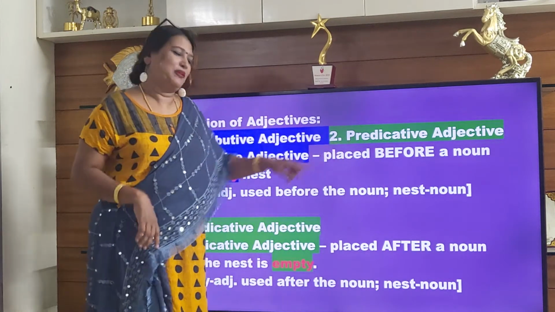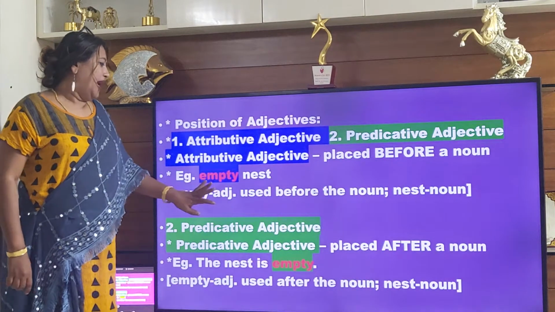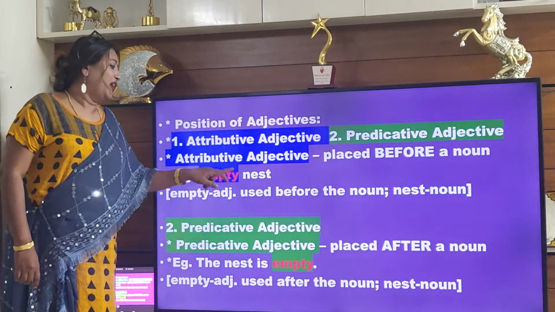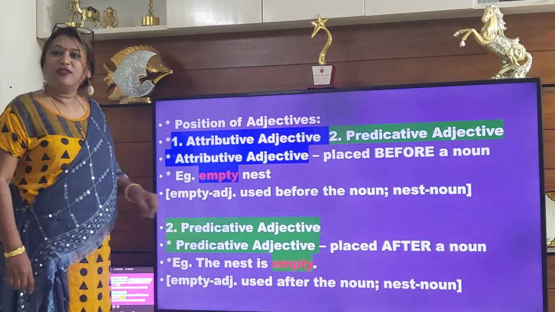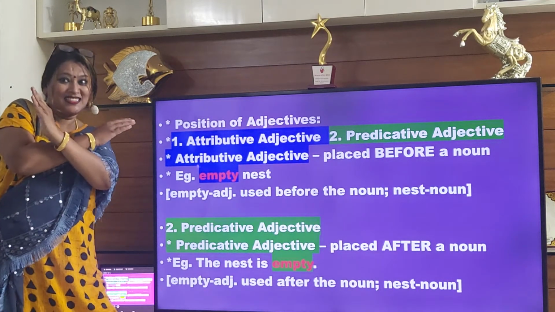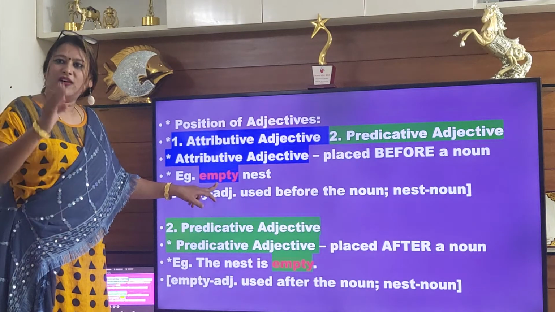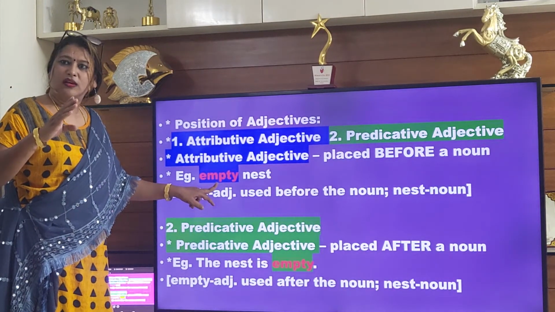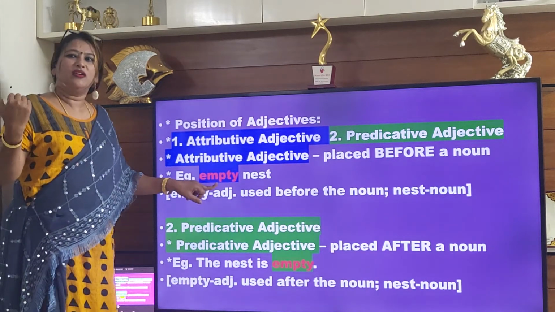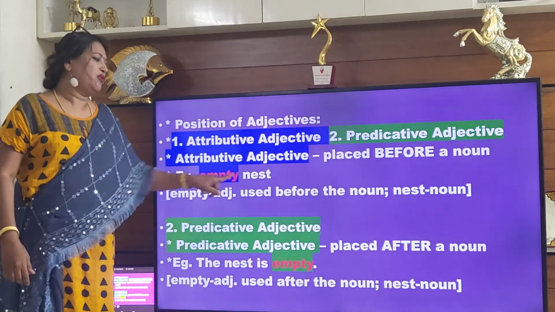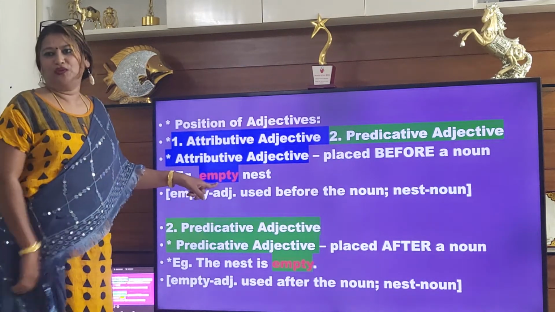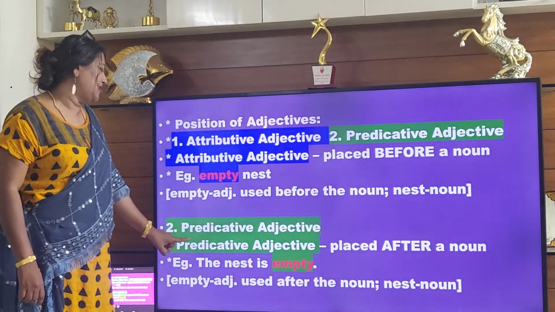Let's understand through examples. Very first example is empty nest. Nest is a noun, empty is an adjective. But where did the adjective come? Does it come before or after? A means after, but what did I say? Cross legs, right? So if after is not supposed to be followed, then what is the cross leg of after? Before, right? So see, before the noun, the adjective has been placed. That's why it's called attributive adjective. Got it?